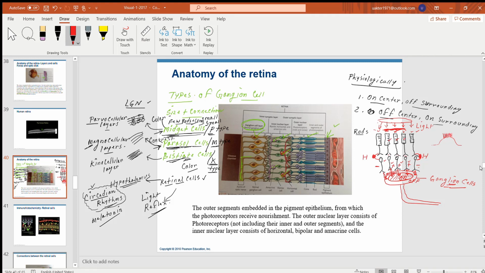Okay, in this condition. Now if I only put light not in the center but only in the surrounding part, so these two will be activated, not the center part. So that means this ganglion cell will be inhibited. Okay, because no excitation but only inhibition. In this condition, what I will see is hyperpolarization. Okay, so no firing. The ganglion cell will be very quiet.